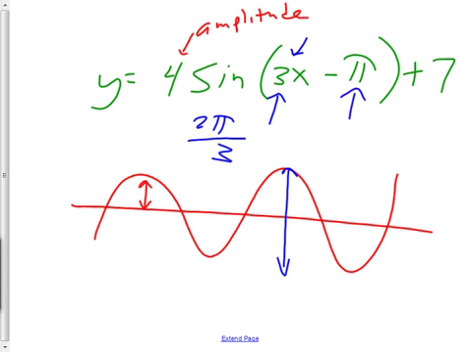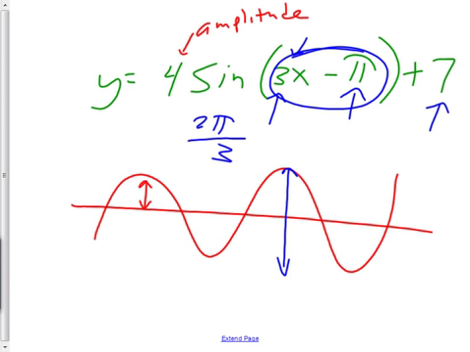This is a shift, either left or right, depending on whether it's plus or minus. And this is one of those, the whole thing gets shifted up or down based on whether that's positive or negative. And the phase shift, again, the way we're doing it for the test is take that, set it equal to 0, and solve it for x. That'll tell you the phase shift.